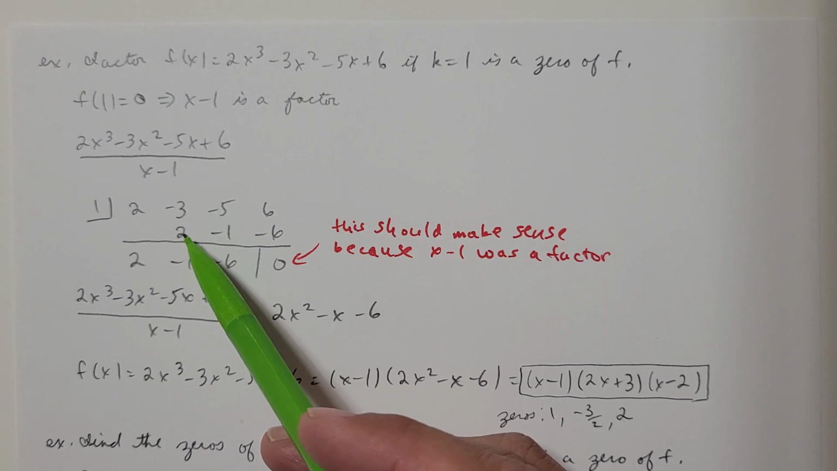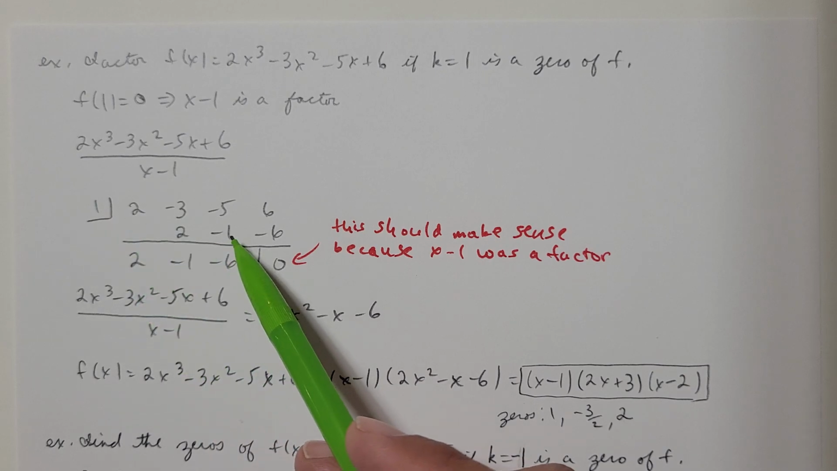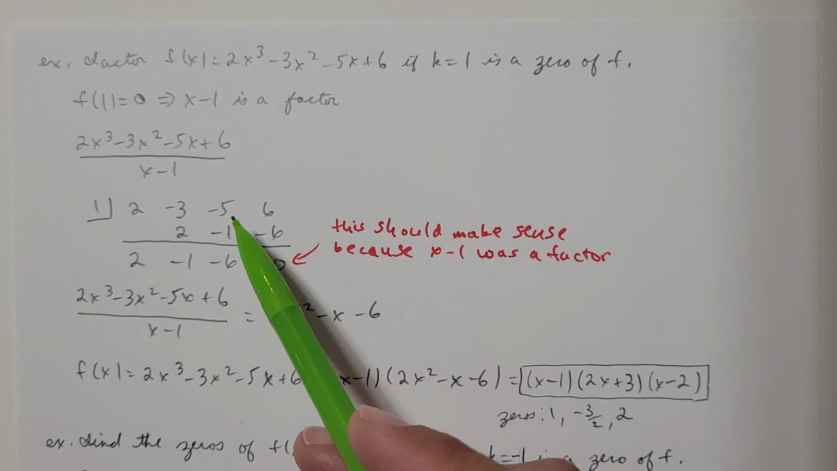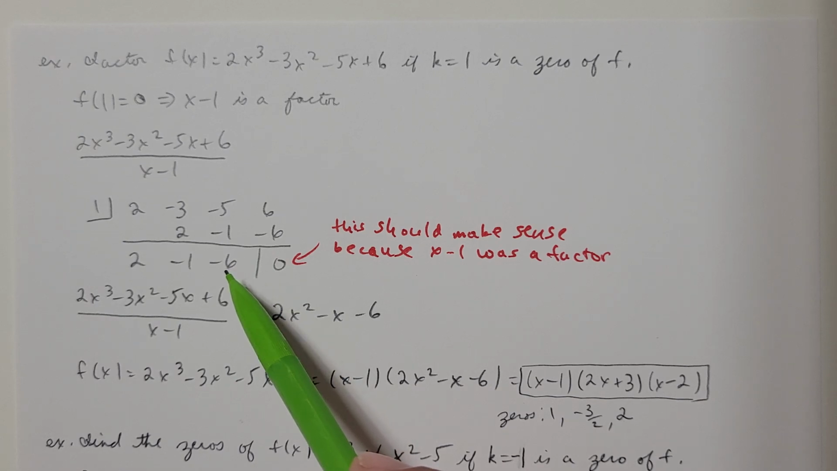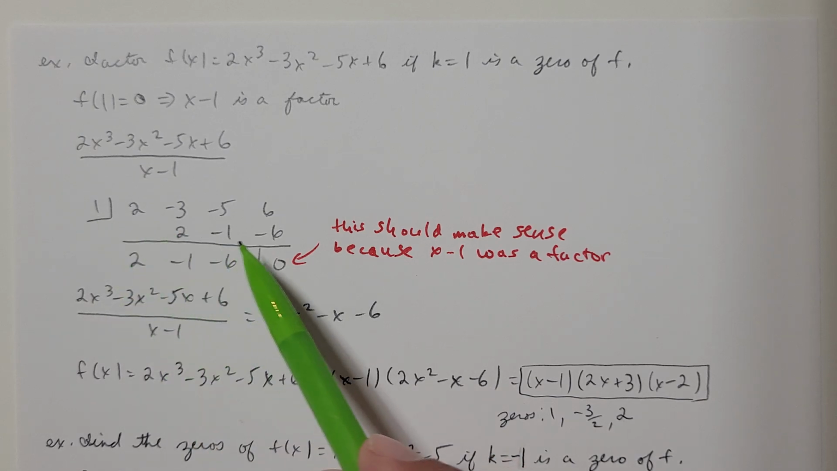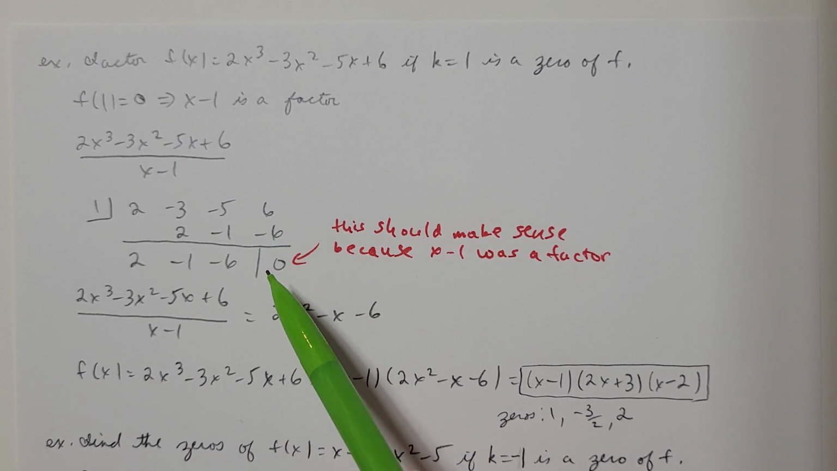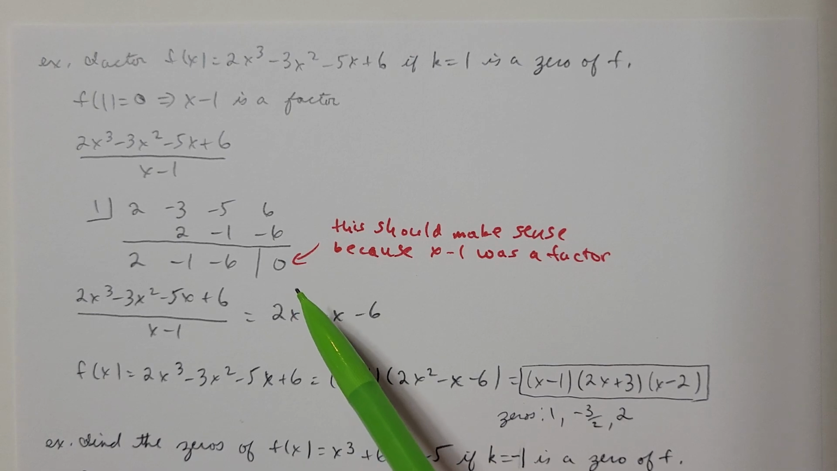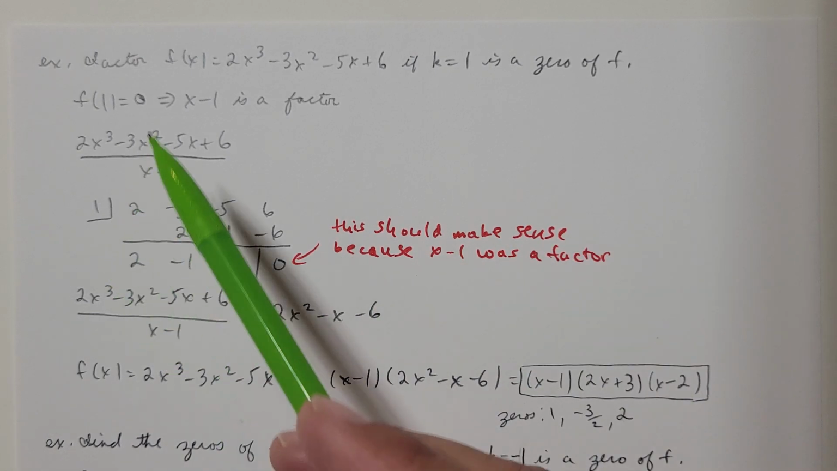Negative 3 plus 2 is negative 1. Negative 1 times 1 is negative 1. And then negative 5 plus negative 1, that's negative 6. Negative 6 times 1 is negative 6. 6 plus negative 6 is 0 left over. Now that should make total sense that we got 0 left over because we already said that 1 is a 0.